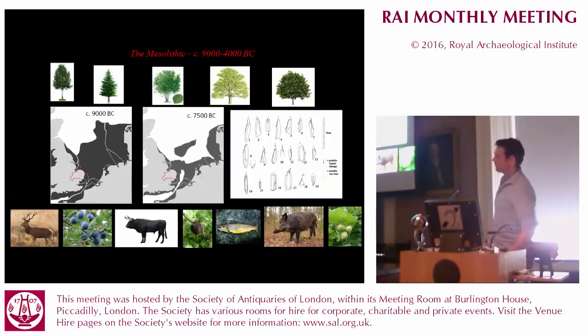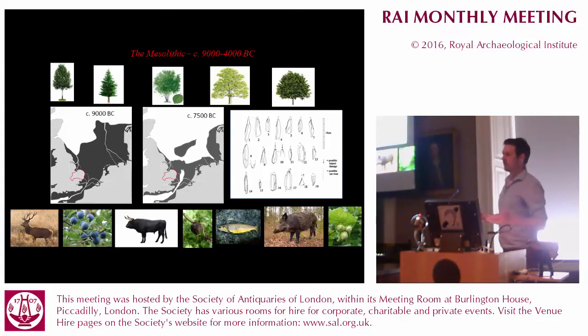So the Mesolithic doesn't need much introduction. Broadly speaking, it's a long period, 5,000 years between around 9,000 and 4,000 BC. And this is the early part of the Holocene when we're seeing the recolonisation of Britain by woodland environments. At the beginning of the period, we're still connected to the continent, with Brexit, the original Brexit, coming in about 7,500 BC.